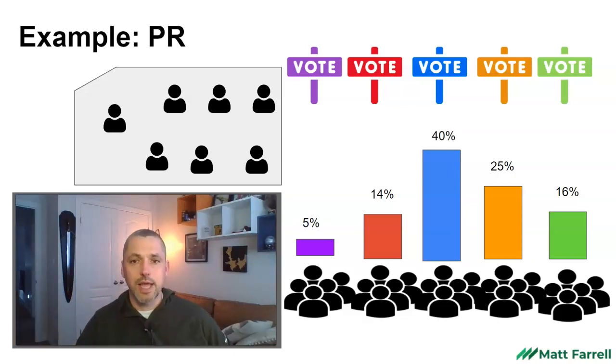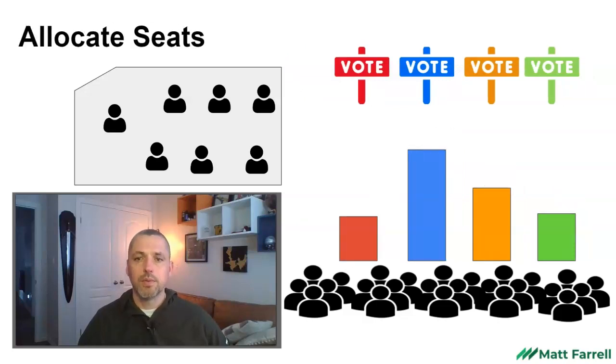Now, the first thing that happens when it's time to count the votes is determine whether thresholds are met. Some PR systems have a minimum level of support you need to get to win a seat in the legislature. So in this case, the Purple Party probably doesn't have enough, so they would get removed from the equation. So then we would look at the remaining parties. How do we determine who gets these seats in the legislature?